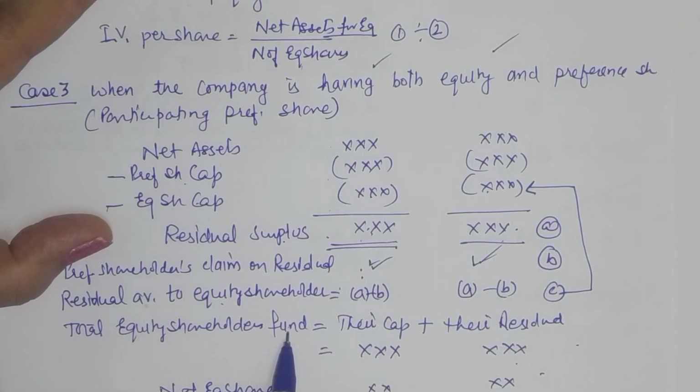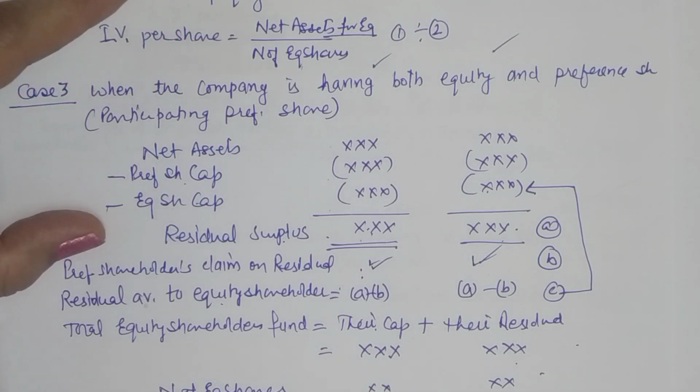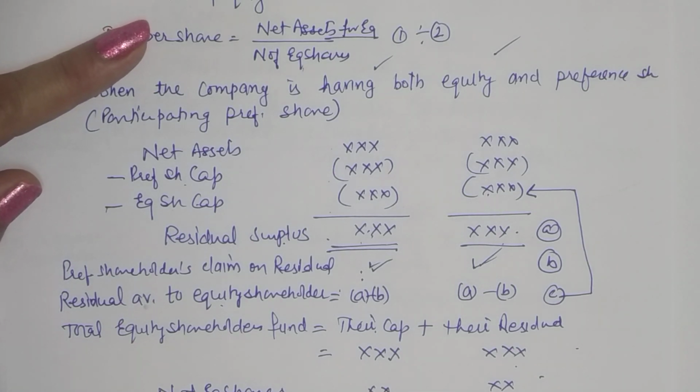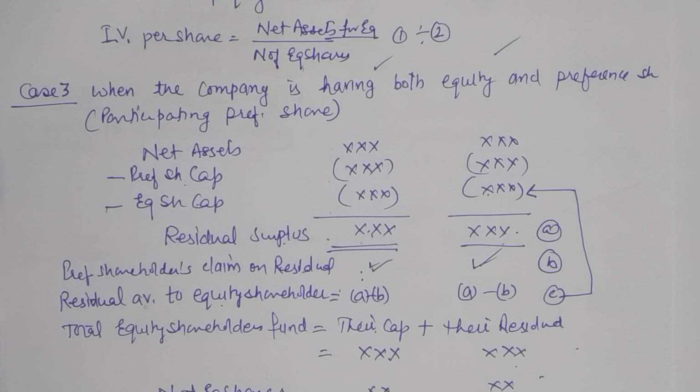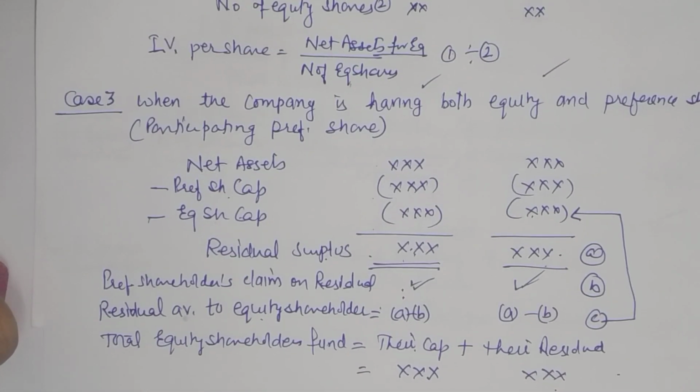So equity shareholders' funds will be equal to their capital plus their residual. The number of equity shares is this much. Intrinsic value per share will be the amount available to equity shareholders, that is their capital plus their residual, upon the number of equity shares. So this is how intrinsic value is calculated. Once intrinsic value is calculated, our next step is calculation of swap ratio. But before we do that, let us take up the problem, because we'll take up the problem alongside so that we can understand the calculations easily.